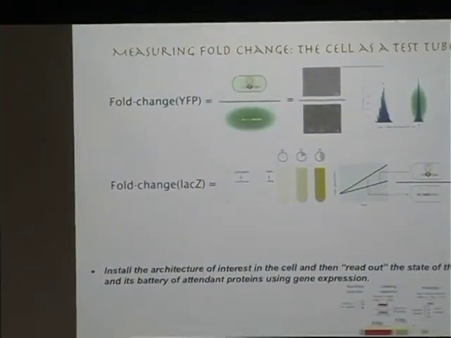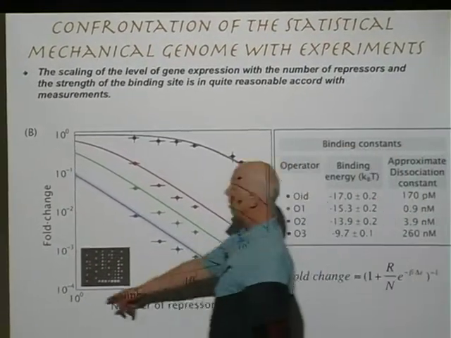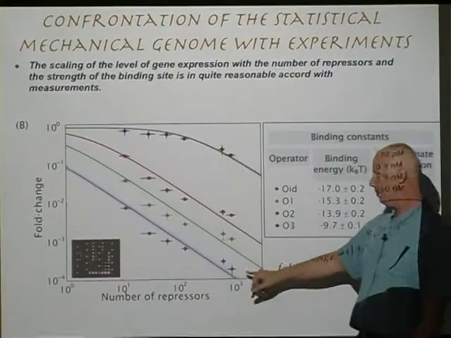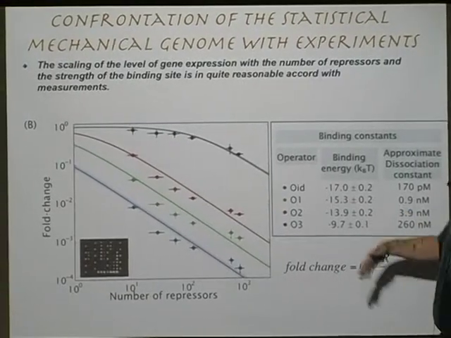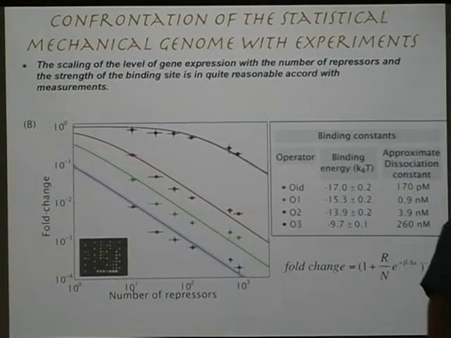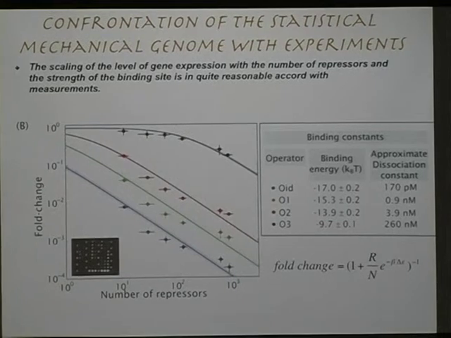And so the net result of such a thing is this. Here's the fold change as measured basically by LacZ. Here's the number of repressors as measured using these quantitative Western blots. And this is the level of comparison between theory and experiment that Hernan Garcia got for that particular measurement.